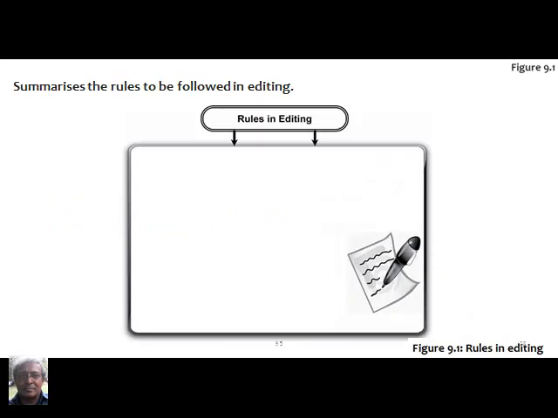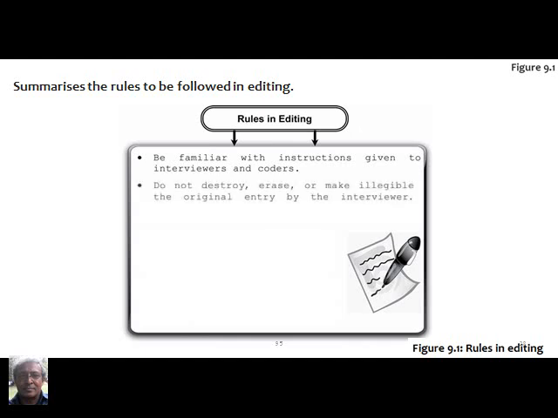Summarizes the rules to be followed in editing. Be familiar with instructions given to interviewers and coders. Do not destroy, erase or make illegible the original entry by the interviewer. Original entries should be crossed out with a single line to remain legible.